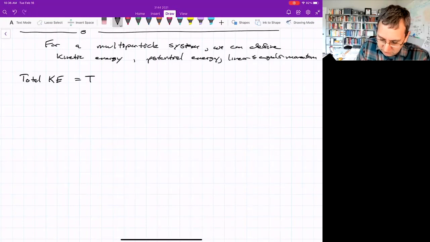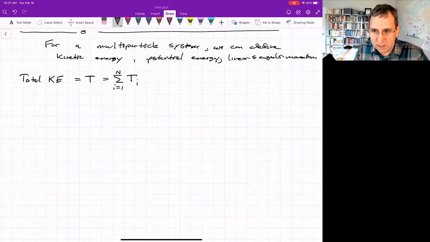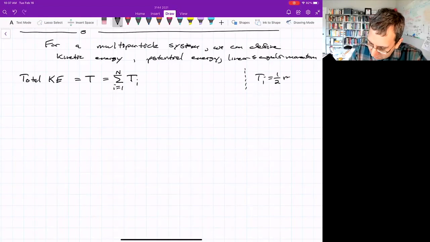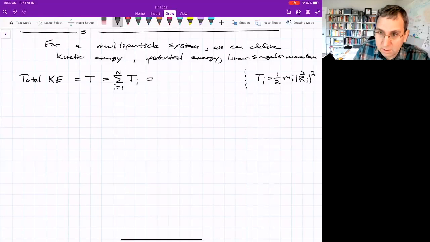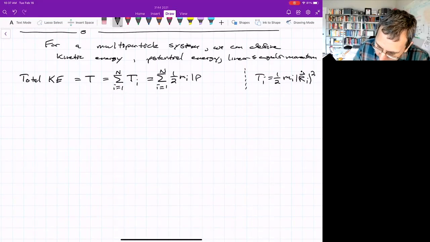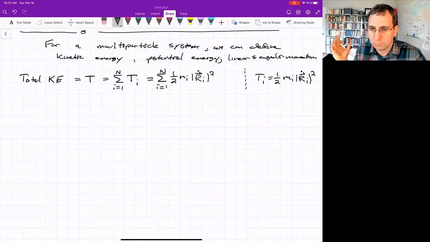So the total kinetic energy, I'll just write it as KE, for the system of particles, sometimes that's just written as T. It'll be the sum from 1 to n of the kinetic energy of each individual particle. For each individual particle, this is 1/2 m_i times the magnitude of the inertial velocity squared of each particle. So think of the diagram up above. The total kinetic energy is just the sum from 1 to n of 1/2 m_i times the inertial velocity squared for each particle.